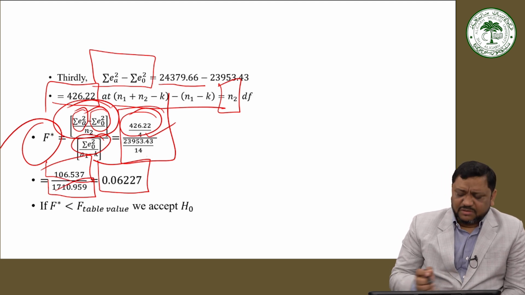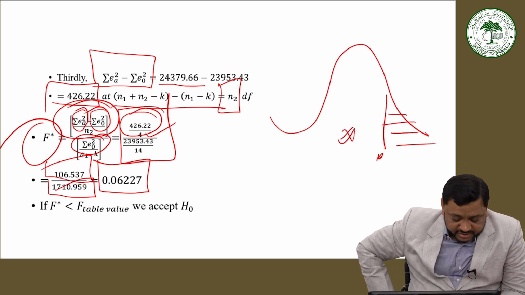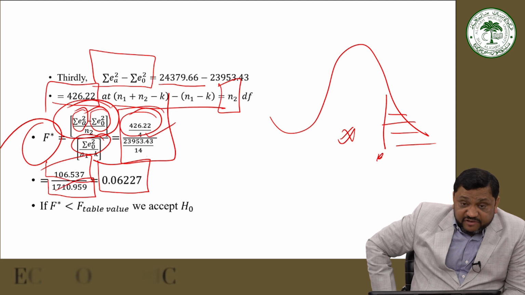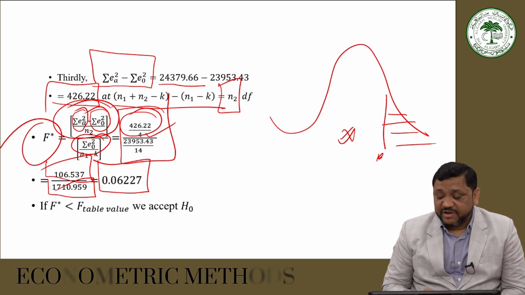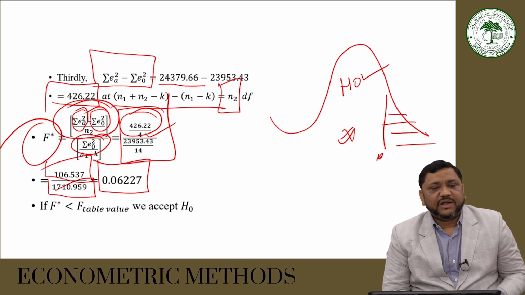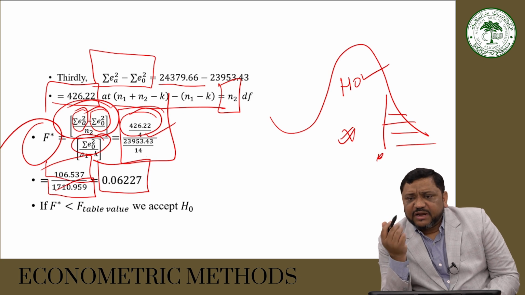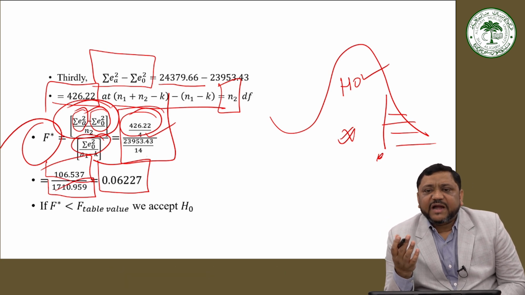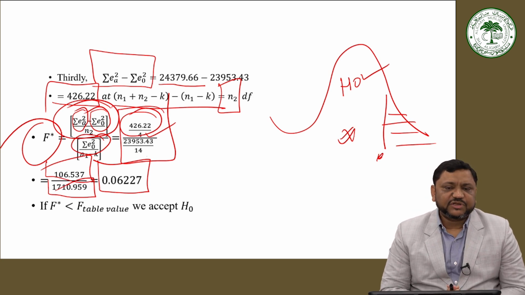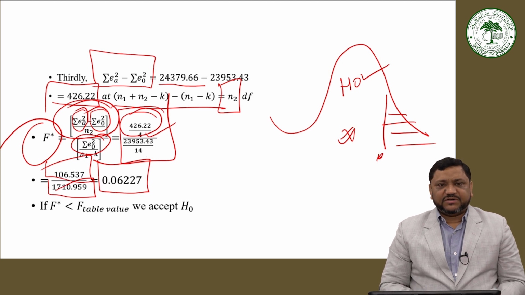Most probably in this case this value will fall somewhere over here, it will not fall in this significant region. So if my F calculated value is less than the F table value, we accept the null hypothesis. So in this case, if we accept the null hypothesis, then what is the implication of it? We can say that there is no significant difference between the coefficients of the original sample and the augmented sample.